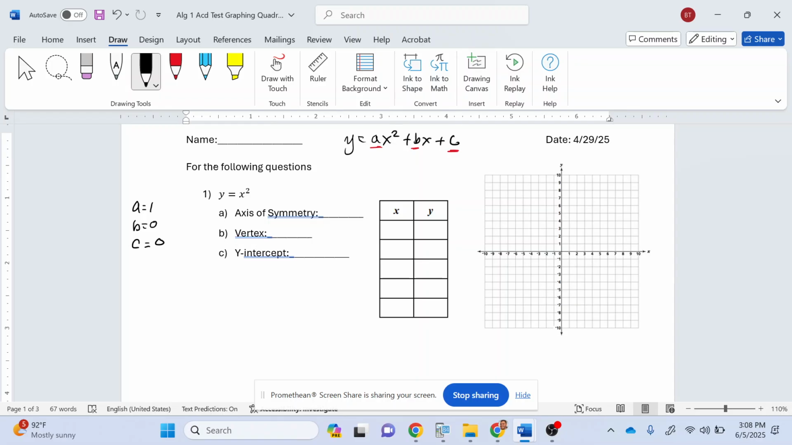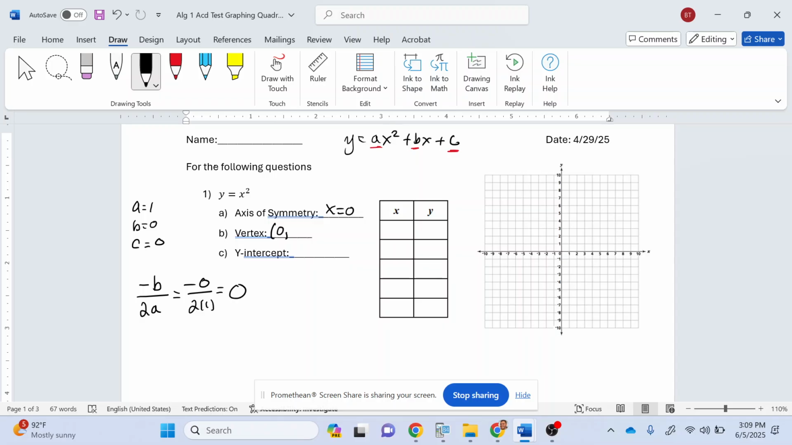When we go for the axis of symmetry, use this formula. Negative b over 2a. So negative 0 over 2 times 1. We just worked it yesterday. So the axis of symmetry is 0, so x equals 0. Remember, because the axis of symmetry is 0, you also get the freebie of the x of the vertex.